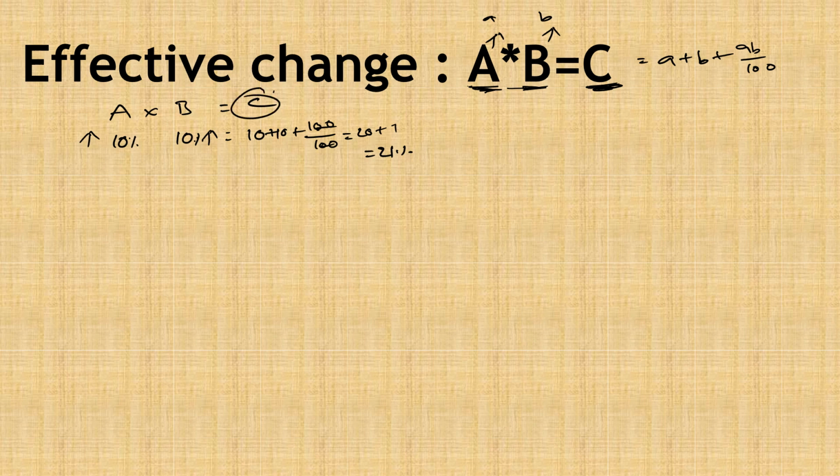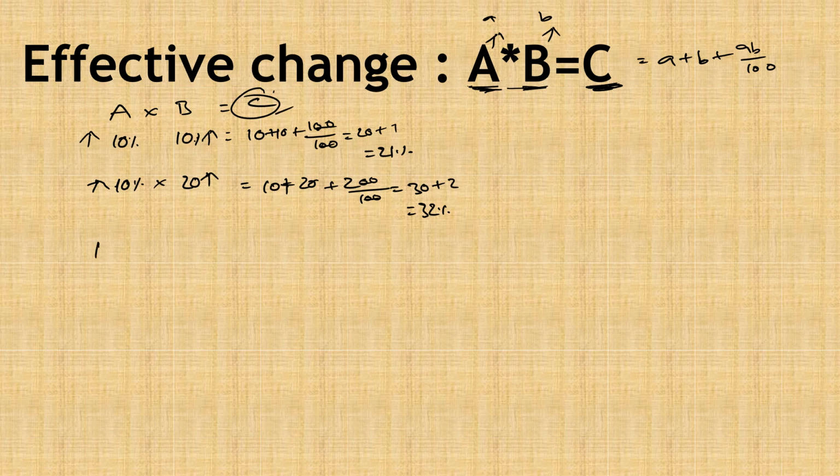And if a number A is increased by 10% and the number B is increased by 20%, then the effective change is 10 plus 20 plus 10 into 20, that is 200 divided by 100. We will get 10 plus 20, that is 30. 30 plus 2 is equal to 32% as the effective change in the number C.